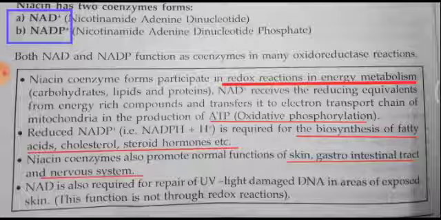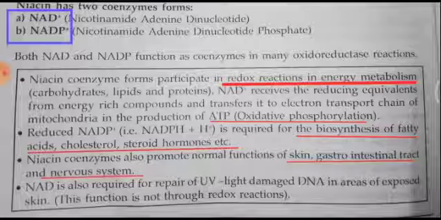You can see in the underlined text, ATP by oxidative phosphorylation, these NADH or NADPH are going to get phosphorylated. Reduced NADP is required for biosynthesis of fatty acid, especially NADPH is used for the synthesis of fatty acids, cholesterol and steroid hormones. Niacin coenzymes also promote normal function of skin. The first one is skin, second is the gastrointestinal tract, GIT, and nervous system.